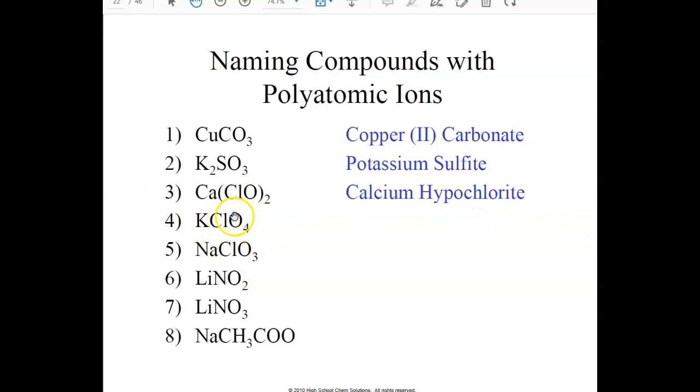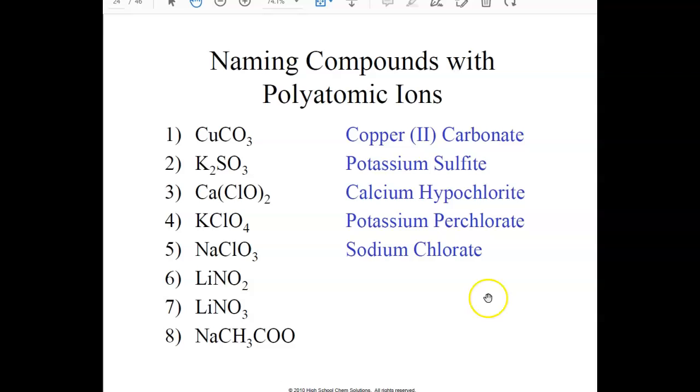ClO4, that was the one with the most oxygens. That was the perchlorate. Potassium perchlorate. Again, sodium chlorate, looking at our last slide or two. Lithium, this one is going to be lithium nitrite. NO2 with a -1 charge is nitrite. NO3 with a -1 charge is nitrate. And this is sodium acetate.